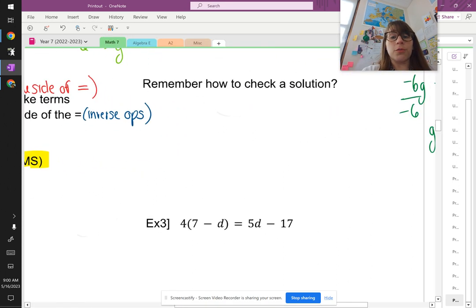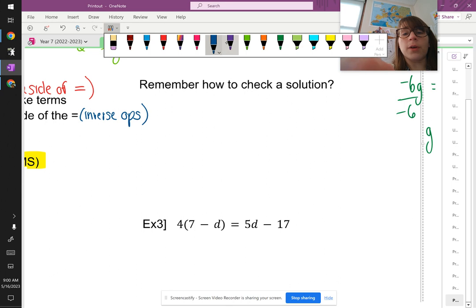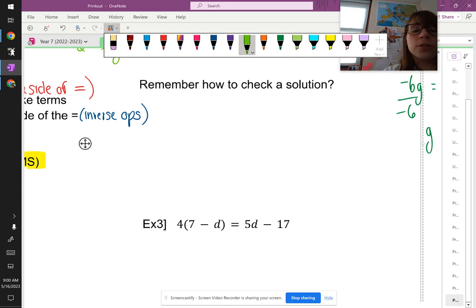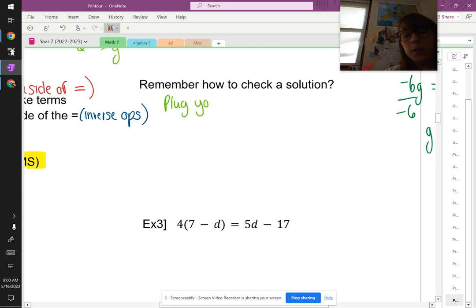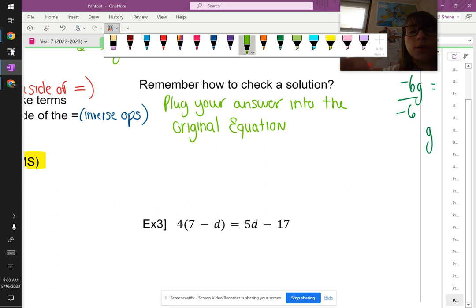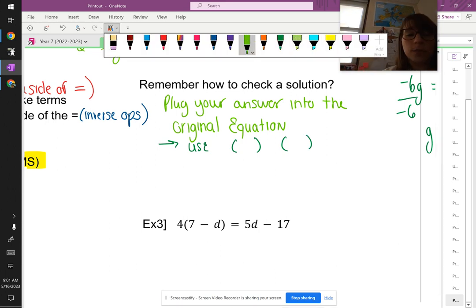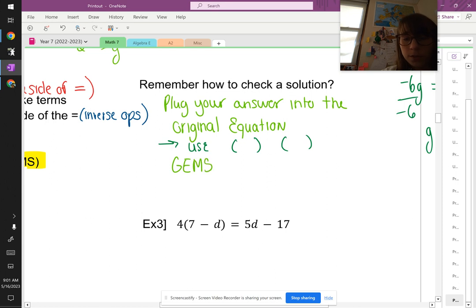So, speaking of, do you remember how to check a solution? Well, lucky for you, I remember how to check a solution. So, first thing you're going to do is basically you just plug your answer into the original equation. When you're doing this, it's important to use parentheses, then GEMS to simplify.